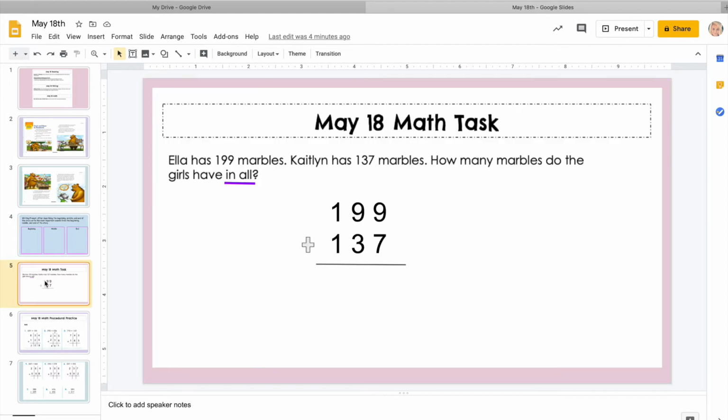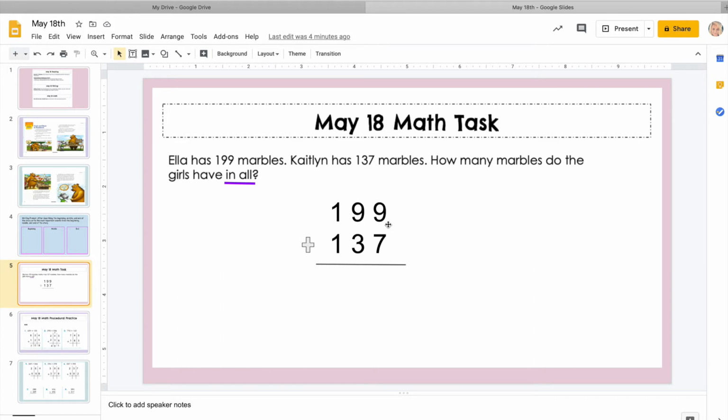All right, let's go ahead and move on to math, where we are going to begin with a math task. It looks like we have a word problem. Ella has 199 marbles. Caitlin has 137 marbles. How many marbles do the girls have in all? Notice that I underlined the words in all. That's going to let us know we are going to be adding these together because they are looking for a total of how many marbles the girls have together.